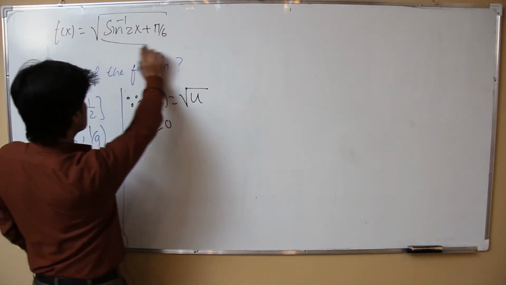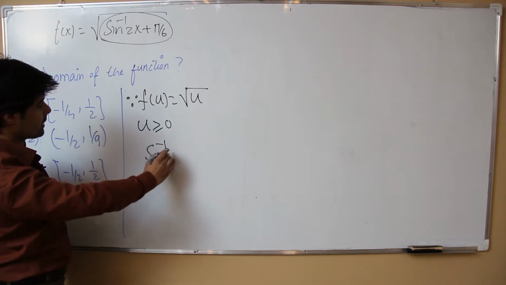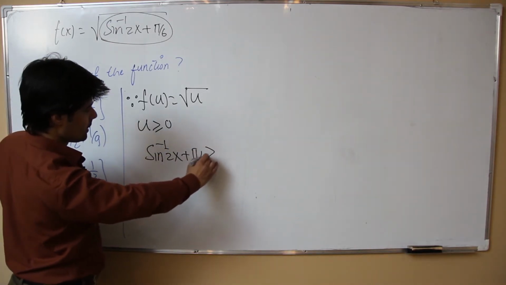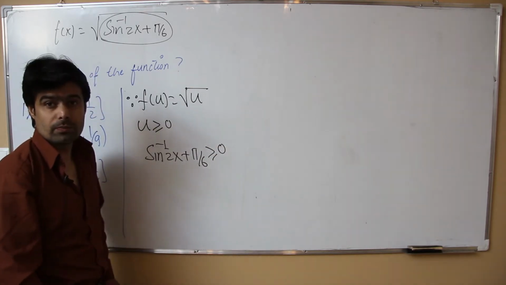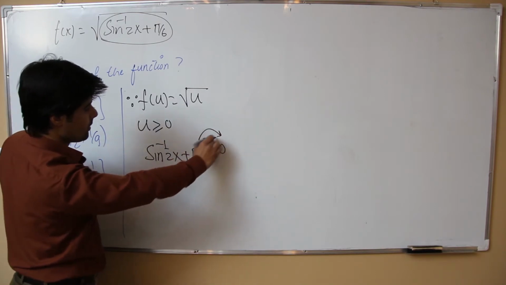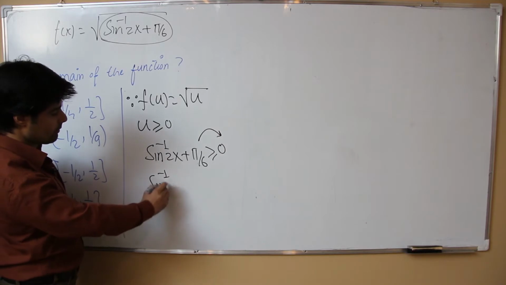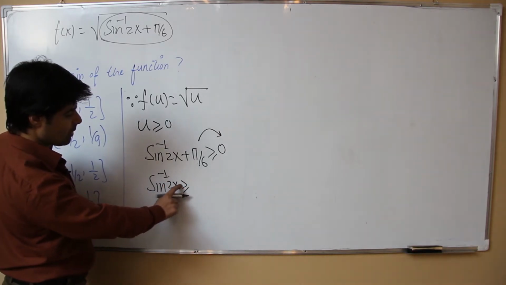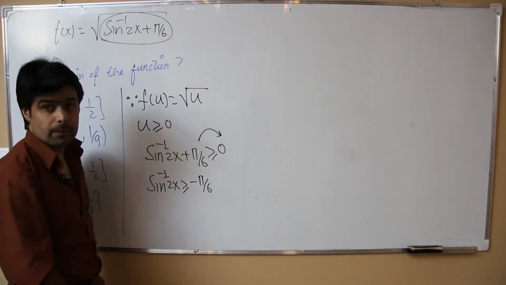Now, what's u in here? I think it is sine inverse of 2x plus pi divided by 6. It should be equal or greater than 0. We can solve this one, very simple. Now we have sine to the power minus 1, or sine inverse, of 2x. It should be equal or greater than minus pi divided by 6.